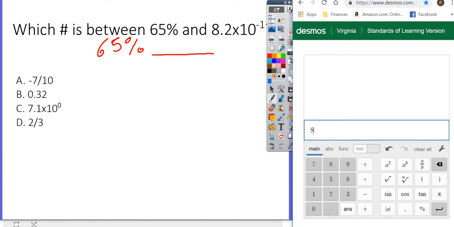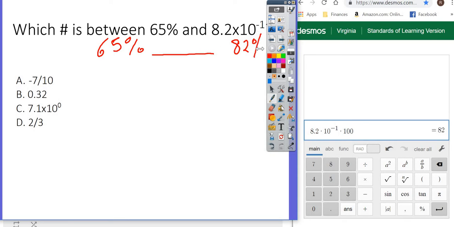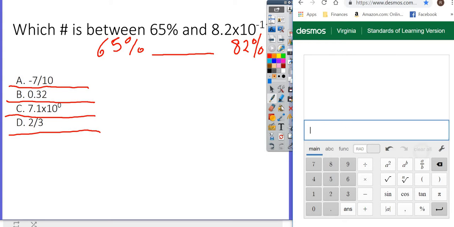But first, 8.2 times 10 to the negative 1 power is 0.82, but I'm going to convert it to a percentage by multiplying by 100, which gives me 82%. So I know that I need a number between 65% and 82%. And these numbers for my choices are not percentages, so I'm going to have to convert every one. So I'm going to go over to Desmos and do all of that in Desmos.